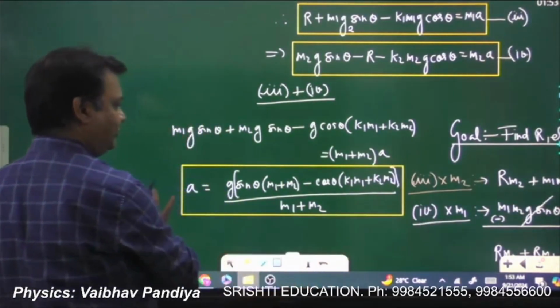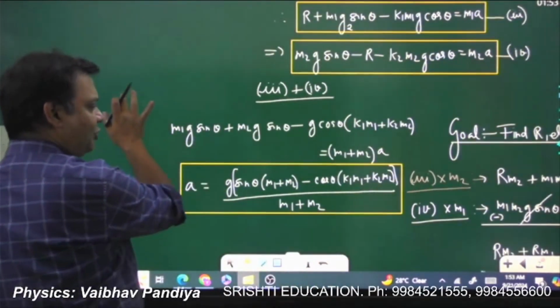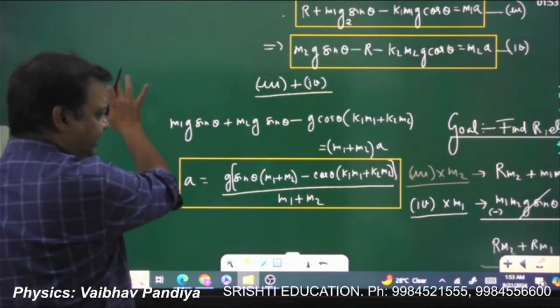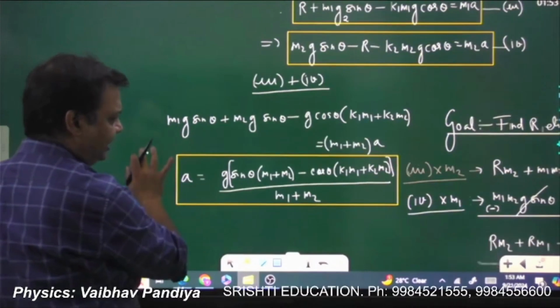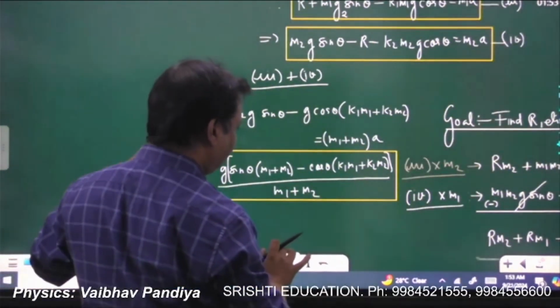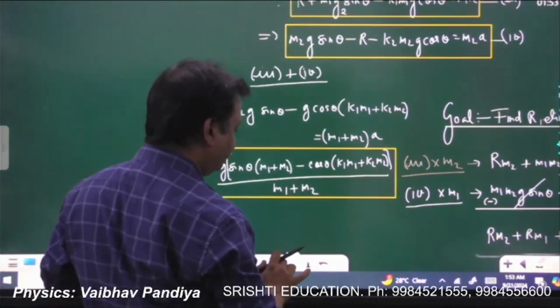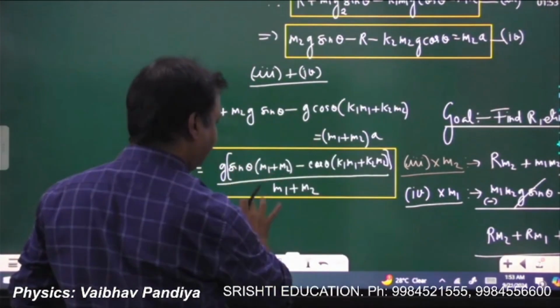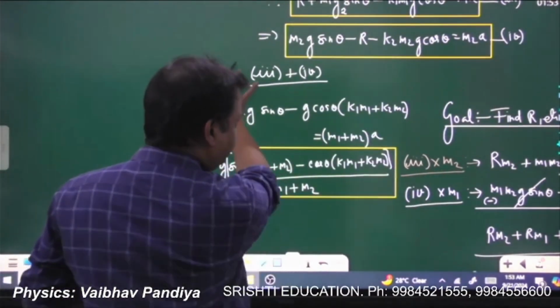This is the value of your common acceleration of the two blocks, which is coming in terms of theta or alpha, whatever the angle may be. I'm writing in theta. In the problem, it is given alpha. Now you have to find that minimum value of alpha or theta for which the blocks will start sliding.